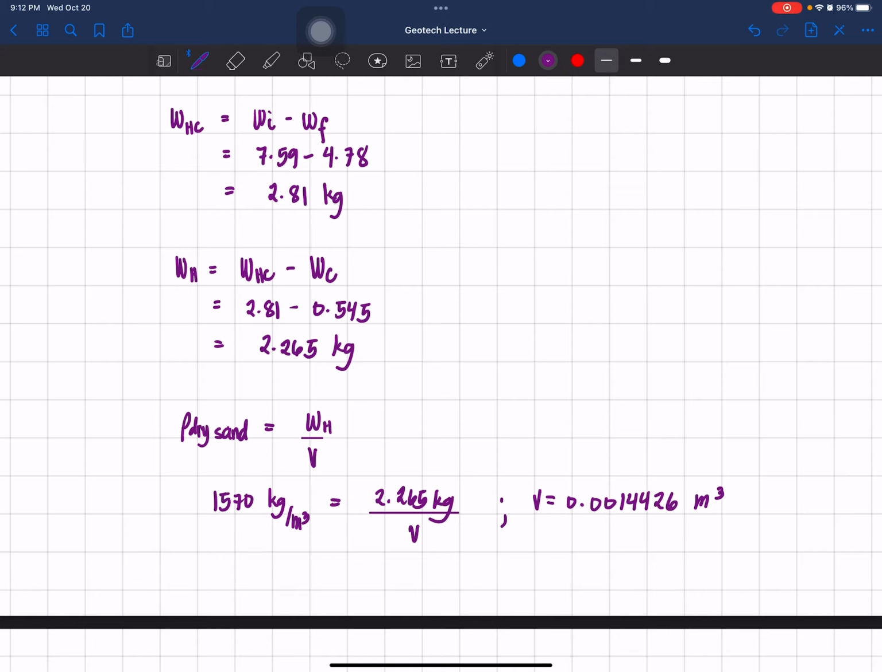Now, after we get the volume of the soil that was actually taken off, or the volume of the hole that was actually dug, let's get the dry weight of our soil. We're done with the testing, and it's now the part of the soil that we're going to focus on.